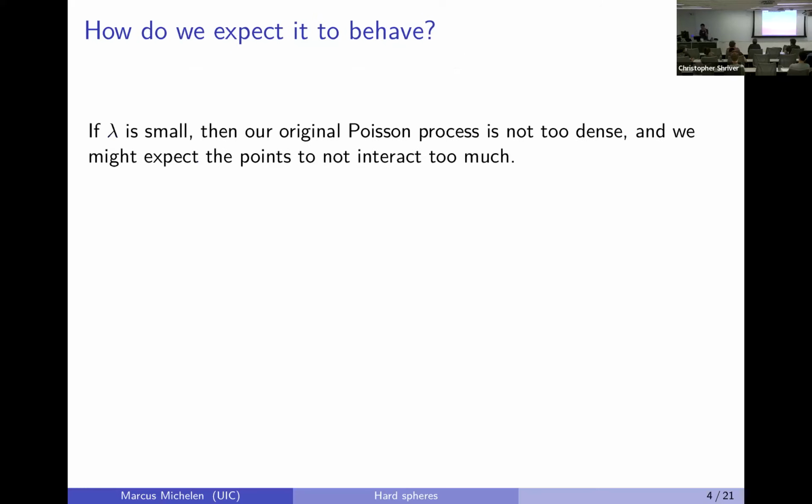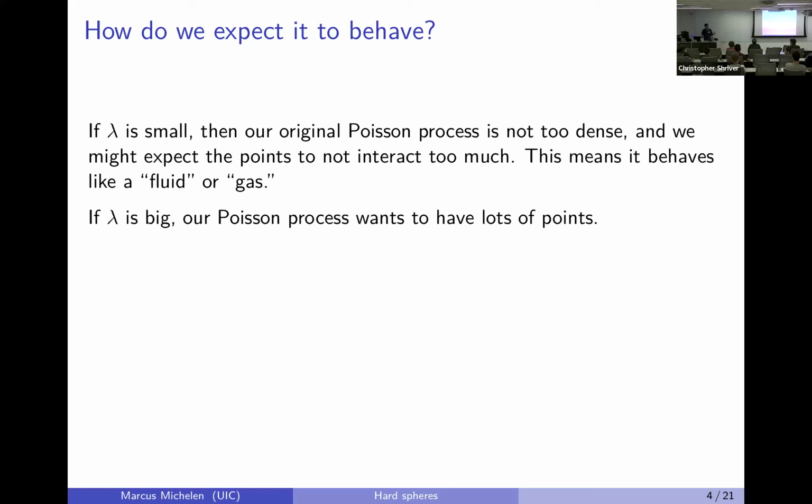And now let's just think for a quick moment of how do we expect this to behave? So if lambda is small, then when I sample my Poisson process, I expect to not have too many collisions. It's going to be like fairly sparse. So maybe I expect not too much interaction to be going on if I do this. And here it should behave maybe more like a fluid or a gas.